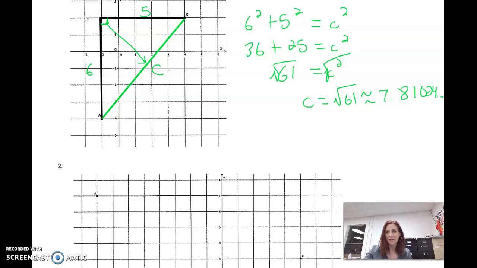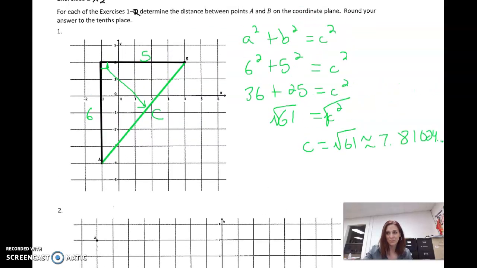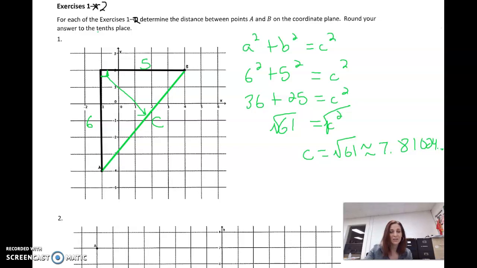This is 7.81024... It tells us to round to the tenths place. So the 8 is in the tenths place. I look at the one behind it. Does the one tell me to stay at 8 or go to 9? Stay at 8. So we're going to say that this is approximately equal to 7.8 units, whatever they are. All right, let's get one more quick example.